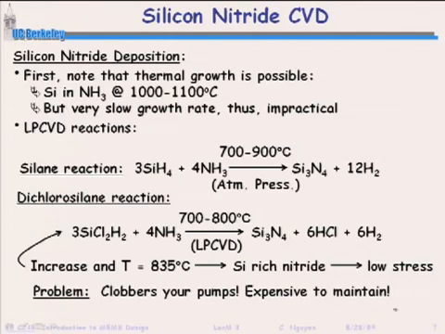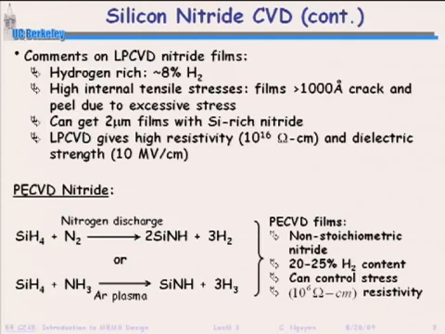Just some comments on LPCVD nitride films. They do end up being hydrogen rich. If you look at these reactions, there's a lot of hydrogen involved, so you get some of that hydrogen in the film. If you're depositing stoichiometric nitride, the Si3N4, these have high internal stress. That's what you're trying to avoid with silicon-rich stuff.